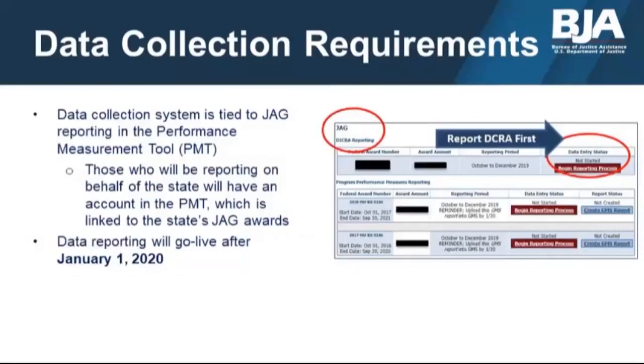Reporting will go live in the beginning of 2020 for the October through December 2019 reporting period. If you have not started data collection or do not have any reportable deaths, you can complete these reporting requirements so that you can complete your JAG report by telling us that you did not have any reportable deaths, which will be in a later slide.